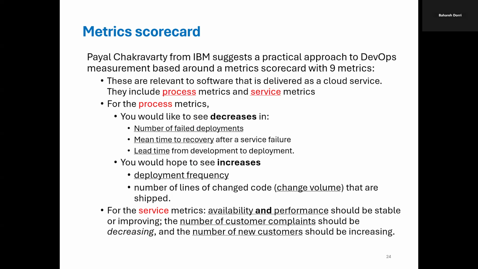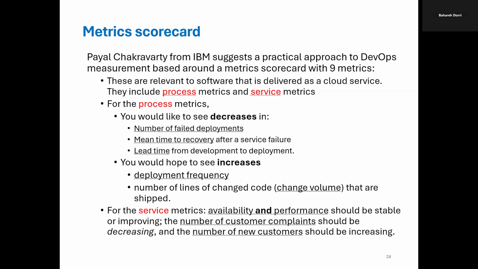Let's break it down into two groups: process metrics and service metrics. For the process metrics, there are three things we want to reduce: failed deployments, so obviously fewer is better; mean time to recovery, so how quickly we bounce back from failures; and lead time from development to deployment. The shorter, the more agile and responsive we are.